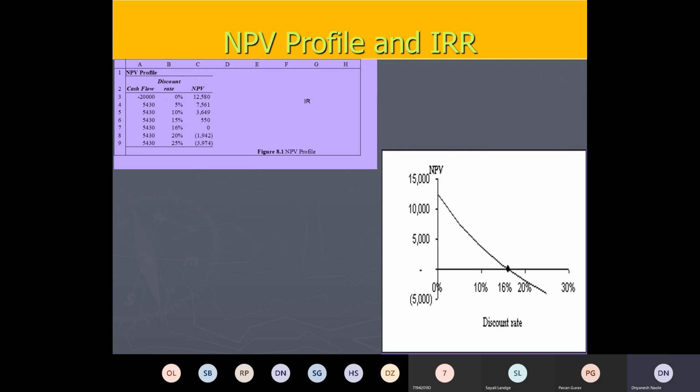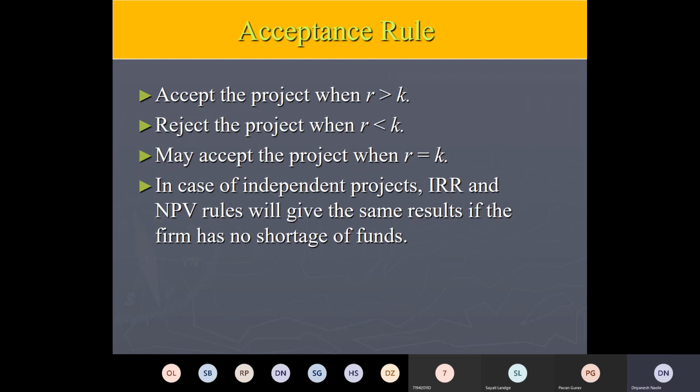Now just quickly go through the evaluation, basically the limitations and advantages. Okay, this is the acceptance rule. Accept the project when R is greater than K. Reject the project if the internal rate of return is less than the opportunity cost of capital. You can accept the project if it is the same as the internal rate of return.